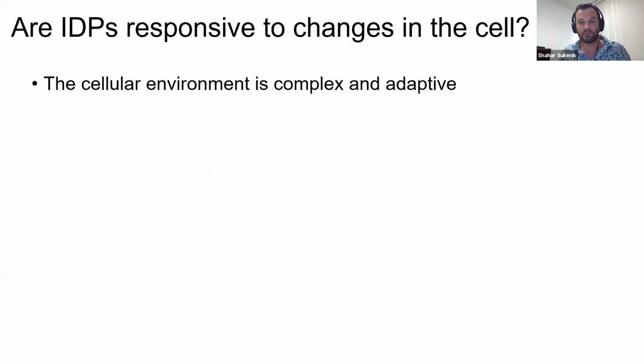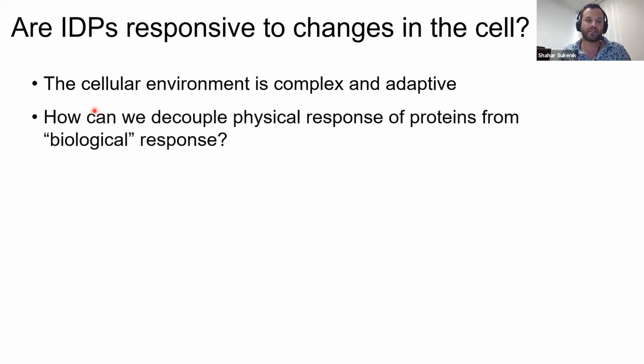And so, how can we actually do that? The cellular environment is very complex, like we already said, but it's also adaptive. So when we make changes to the cellular environment, the cell is going to try to counteract them. And we're really interested in, again, the protein behavior, kind of devoid of the context of the regulation machinery or the homeostasis machinery of the cell. So how can we decouple the physical response of the proteins from the biological response of the cell itself?